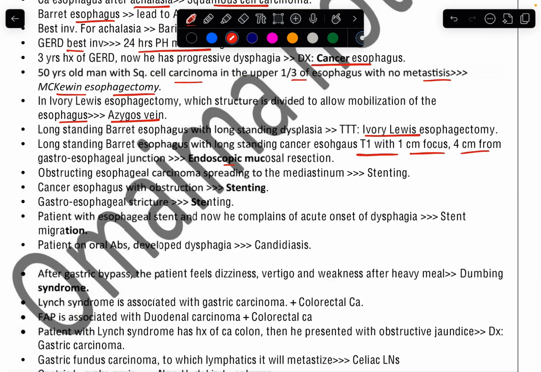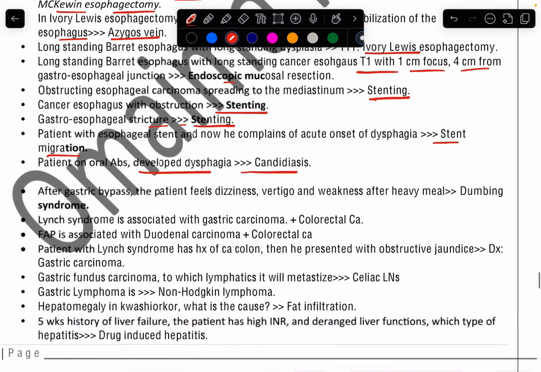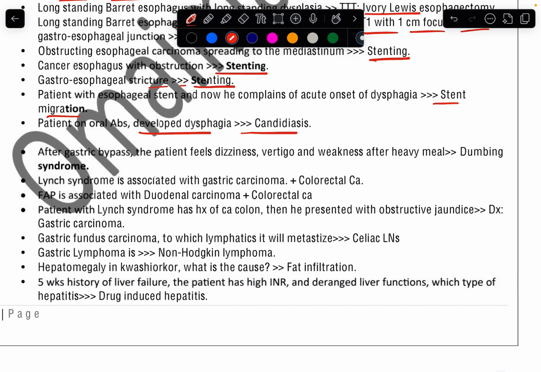Obstructing esophageal carcinoma spreading to mediastinum is stenting. With obstruction, stenting. Stricture is stenting. Patient with esophageal stent now complains of acute dysphagia: stent displacement, migration. Patient after gastric bypass feels dizziness: dumping syndrome, early dumping, late dumping.